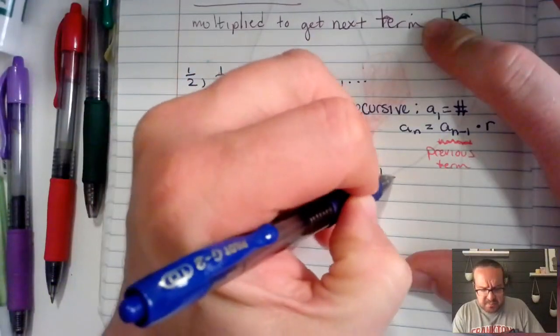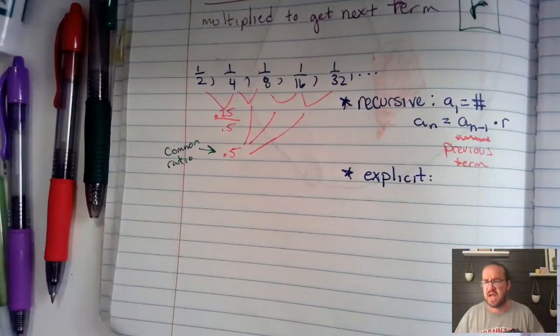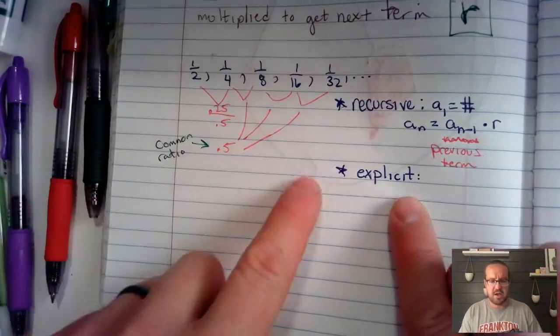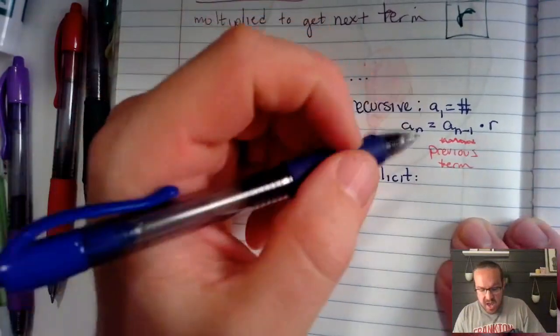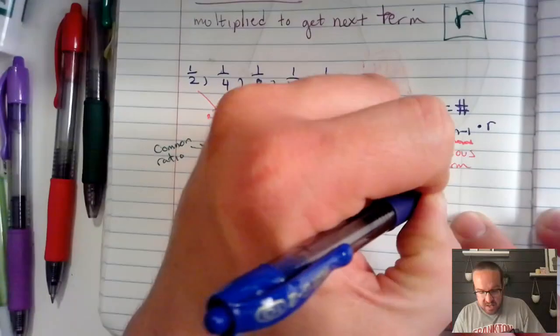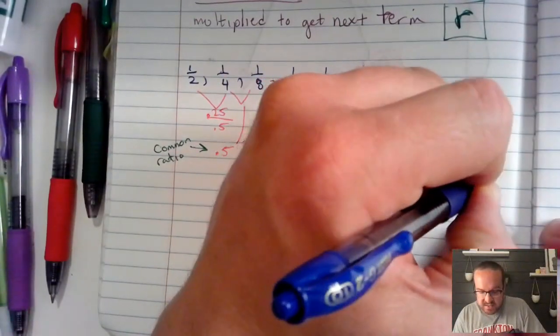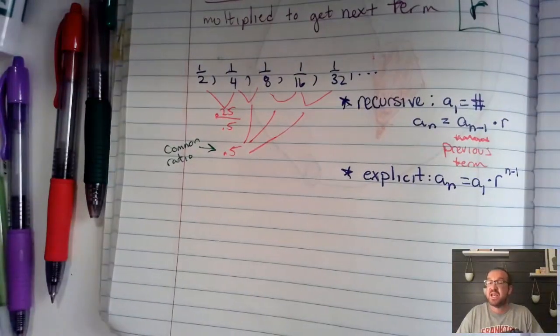The other idea here is the explicit. And so the explicit is where it's more of that y equals type equation, right? Let me write down the formula before I express this here. a sub n equals a sub 1 times r raised to the n minus 1. So that n minus 1 is actually an exponent here.